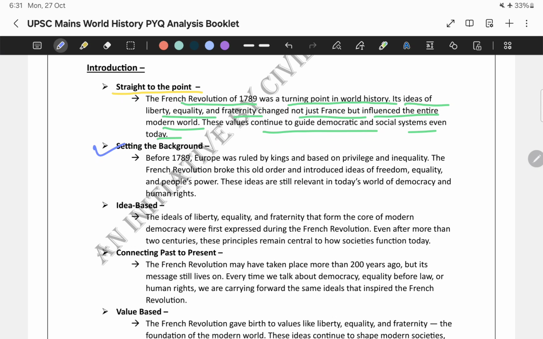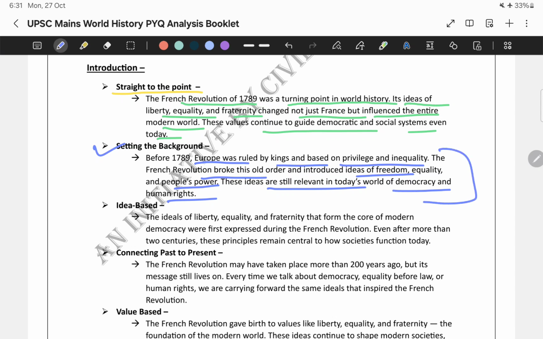You are not putting your introduction directly based on the question. You are just setting the context of it. Over here we can mention that before 1789 Europe was ruled by kings and based on privilege and inequality. The French Revolution broke this old order and introduced ideas of freedom, equality and people's power. These ideas are still relevant in today's world of democracy and human rights.